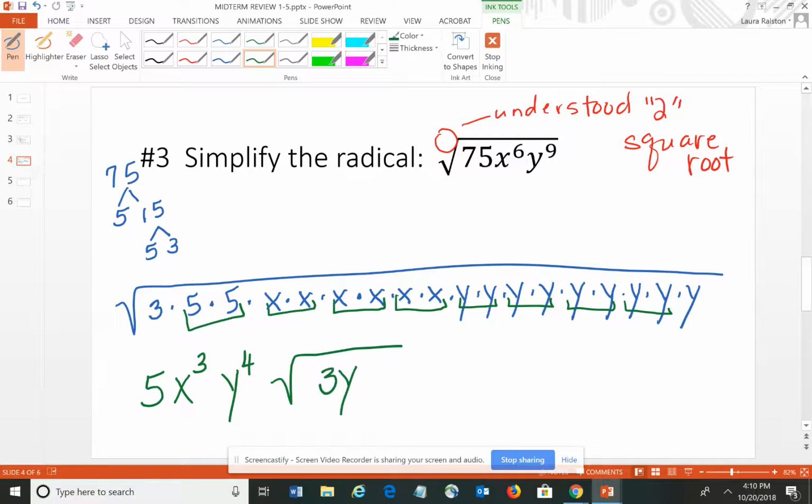So square root 75 x to the 6, y to the 9th simplifies to 5x to the 3rd, y to the 4th times the square root of 3y.